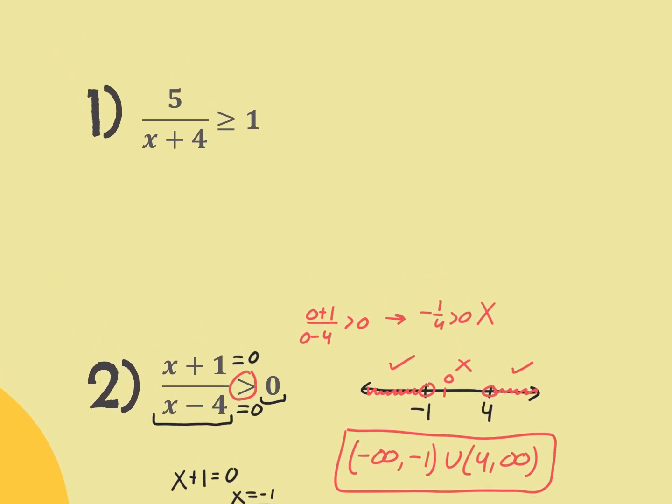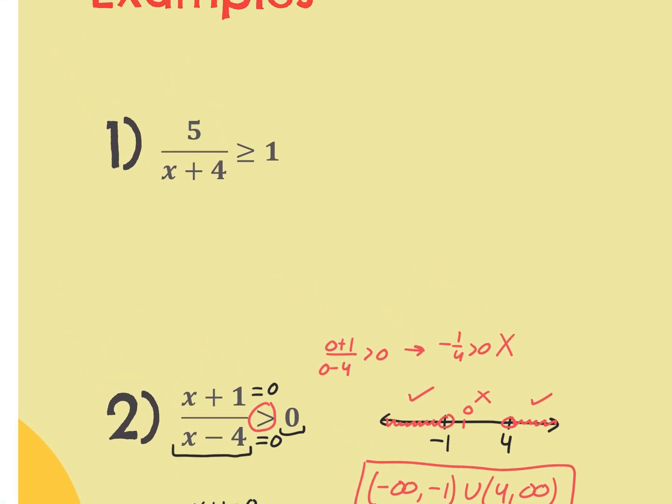I did number 2 first just because number 1 has a little bit more steps that we have to do. I just wanted to make sure you first understood the idea of what we're trying to do. So this next one, really the one that we should have started with, we want 0 on one side, so I'm going to subtract 1. So I get 5 over x plus 4 minus 1 is greater than or equal to 0.